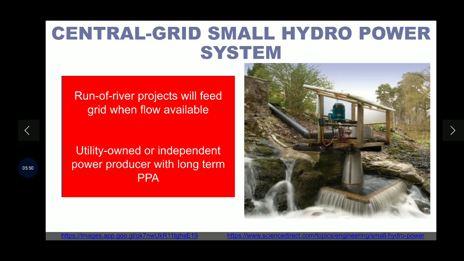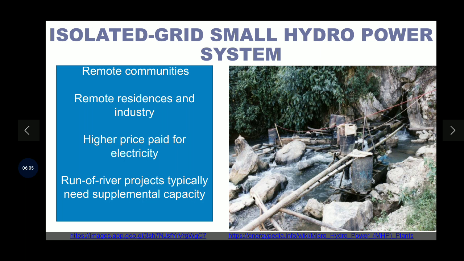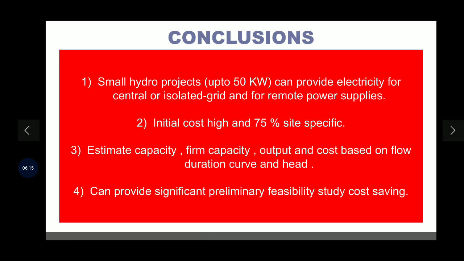Then what is the central grid small hydropower plant system? Run of river projects will feed the grid when flow is available, utility owned or by independent power producers with a long-term PPA. Isolated grid small hydropower systems serve remote communities, remote residents, and industries. A higher price is paid for the electricity. Run of river projects typically need supplemental capacity.